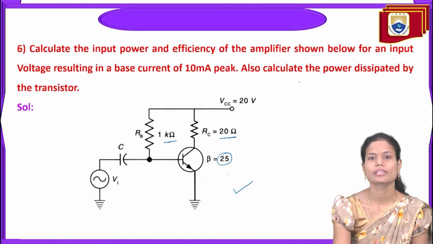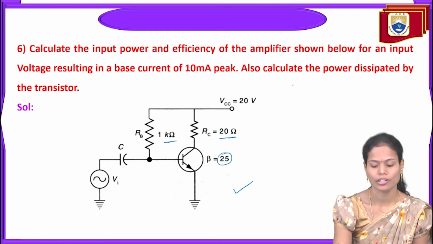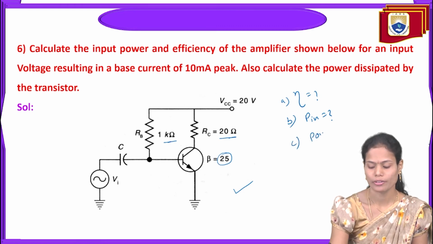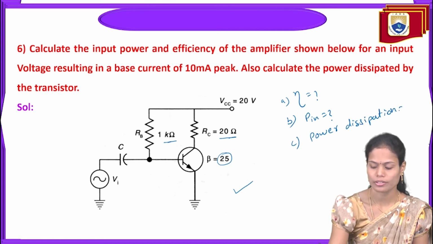So from this amplifier we need to calculate the power efficiency first, and also we need to calculate the input power to the amplifier, and also how much power is dissipated across the transistor.